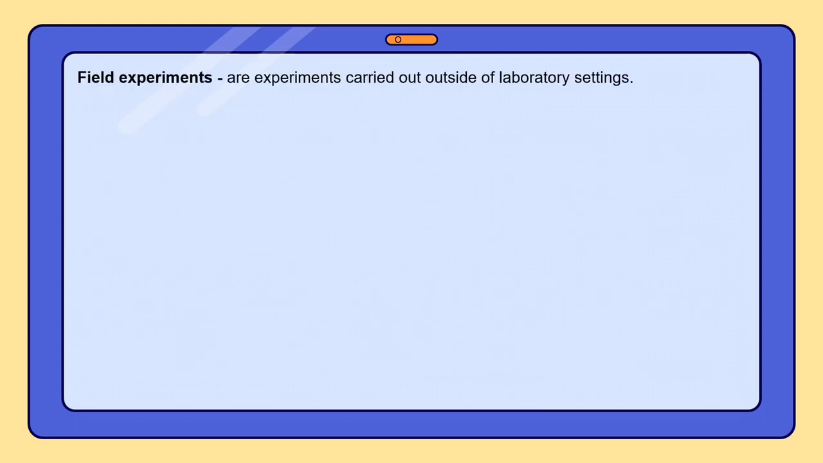Next is field experiments. So, field experiments are experiments carried out outside of laboratory settings. So, from the word itself, field, sa labas ng laboratorio. So, they can also randomly assign subjects to either treatment or control groups in order to test claims of causal relationships.